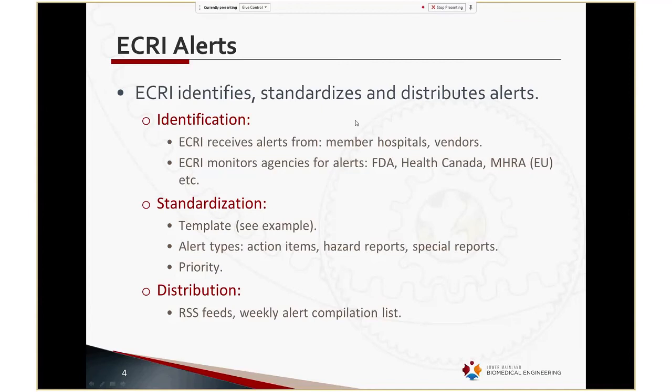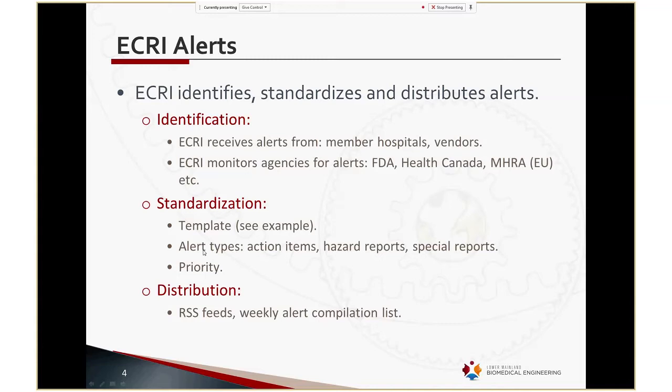Jumping back to the presentation, there are 3 different alert types that ECRI distributes: action items, hazard reports, and special reports. Action items include anything such as recalls, field actions, or any other regulatory action that's required by a regulatory body. That's the vast majority of alerts that we accept into our Lower Mainland Biomedical Engineering process.